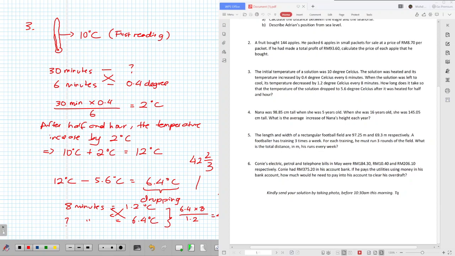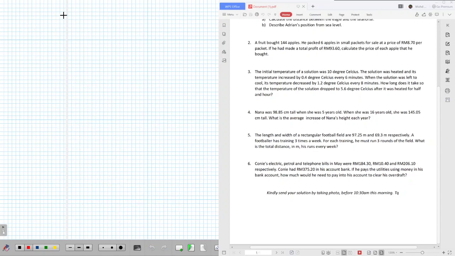Now we proceed with the fourth question. Question number 4: Nana is a girl, and her height was 98.85 cm when she was 5 years old. When she was 16 years old, she was 145.05 cm.